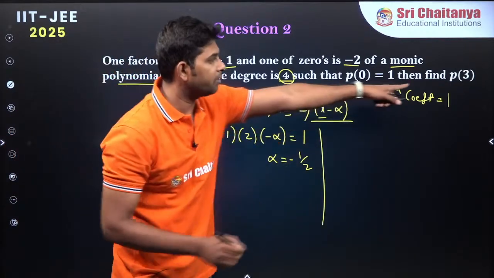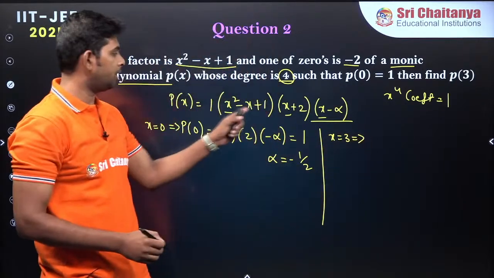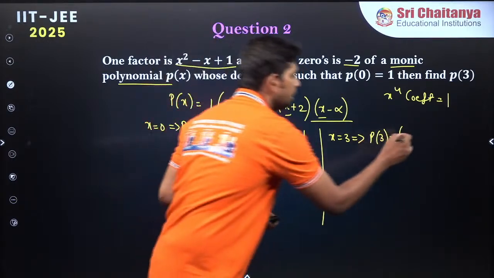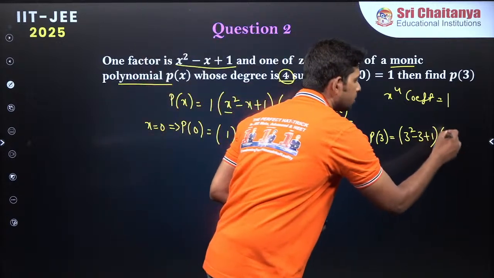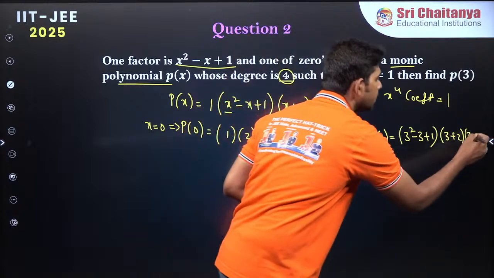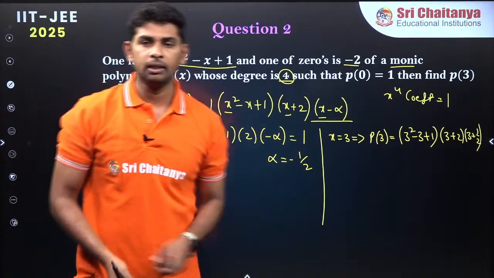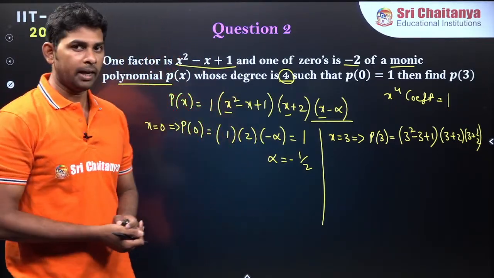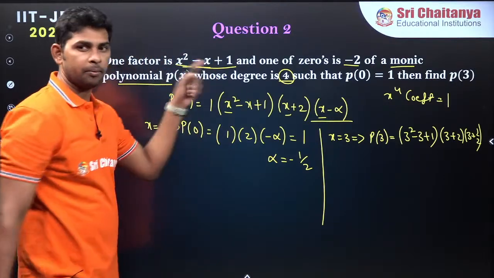P of x we have got, now we need to find P of 3. You just have to substitute 3 in the given equation P of x, and you are going to get P of 3 equal to 3 square minus 3 plus 1, into 3 plus 2, and then 3 minus of minus 1 by 2, that is plus 1 by 2. On simplification you are going to get the value of P of 3. So that's how you solve the polynomial equation or expression whenever they are giving the zeros as well as the factors.